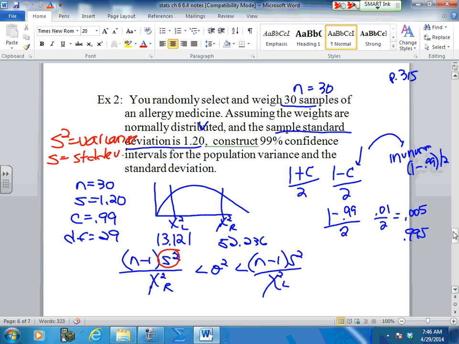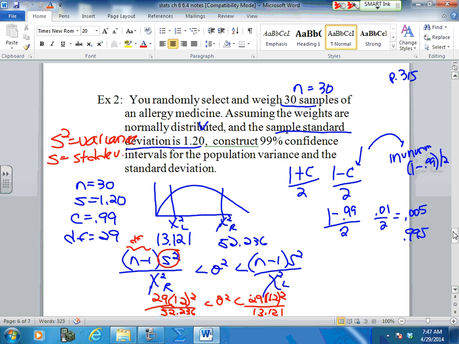So we're going to take this information and plug this in. This is your degrees of freedom. My degrees of freedom is 29 times my standard deviation is 1.2 squared over my larger number, 52.236. I do the same thing to the side. Notice that both numerators are exactly the same. 1.2, that's a 1.2. And put the smaller number on this side.